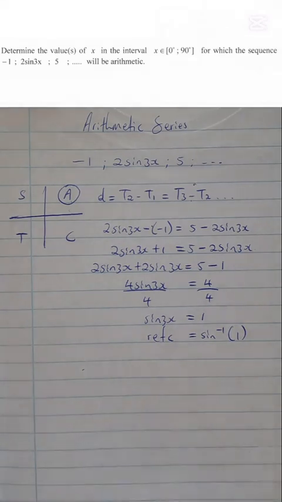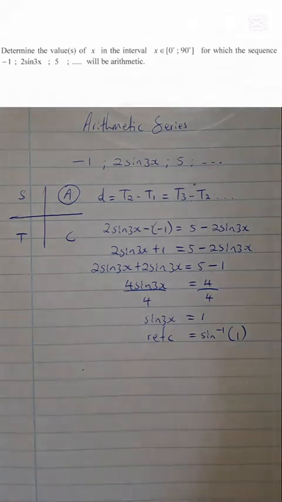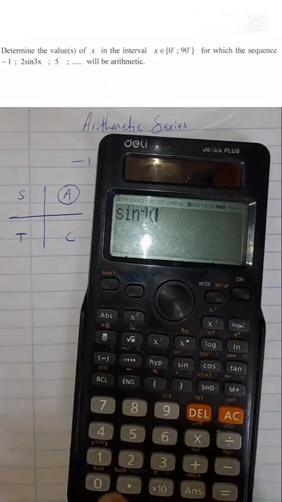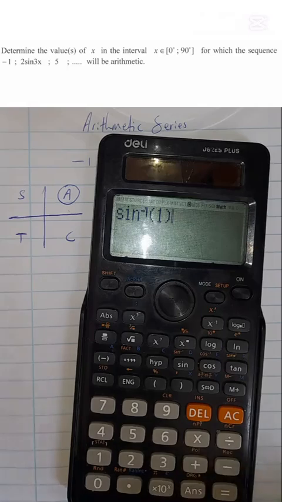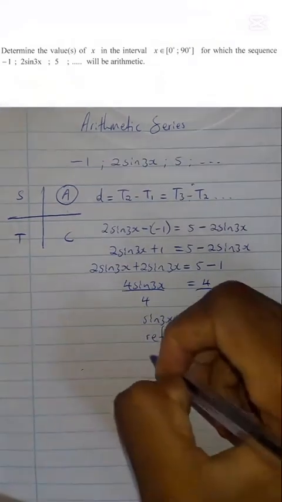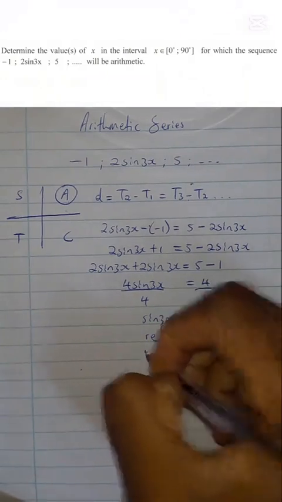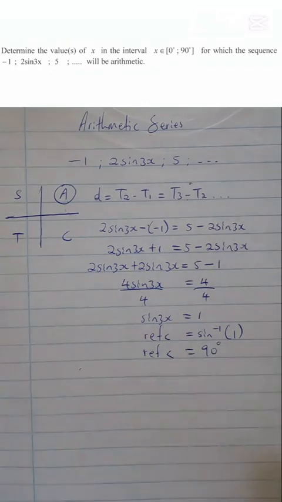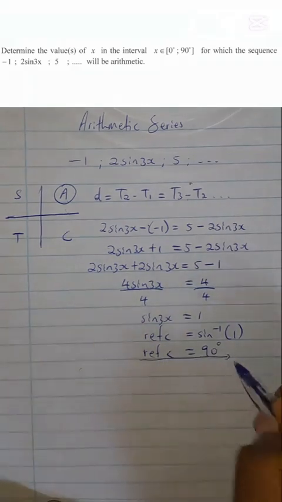We know that sine inverse of 1 is 90 degrees, right? Not all of us, but most of us. But we always have to utilize a calculator to make sure that we don't make any mistakes. So the sine inverse of 1, what is it going to be equal to? That's 90, so our calculator just helps us be certain of our answers. So the reference angle is going to be 90 degrees.